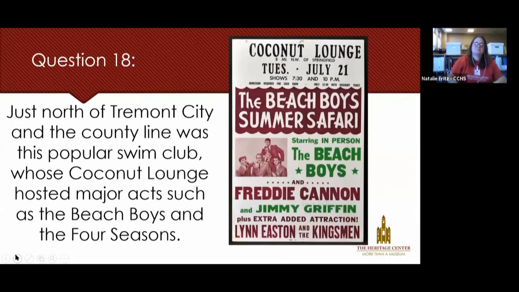Question 18. Just north of Tremont City and the county line was this popular swim club whose Coconut Lounge hosted major acts such as the Beach Boys and the Four Seasons. So this was a popular destination for people from Clark County to go to.